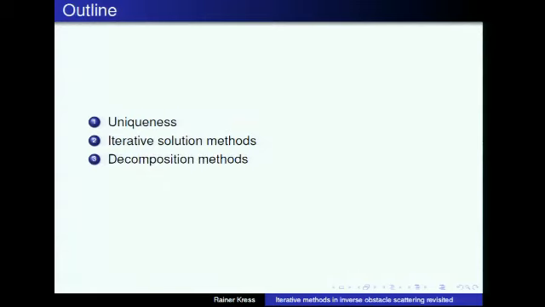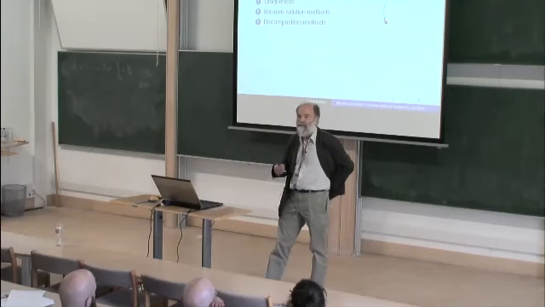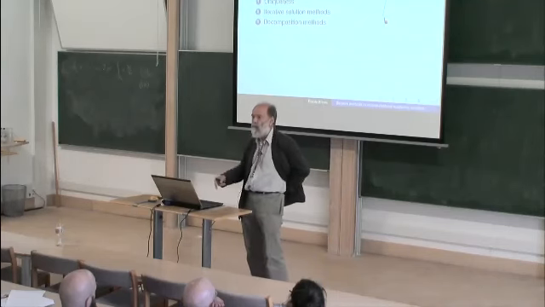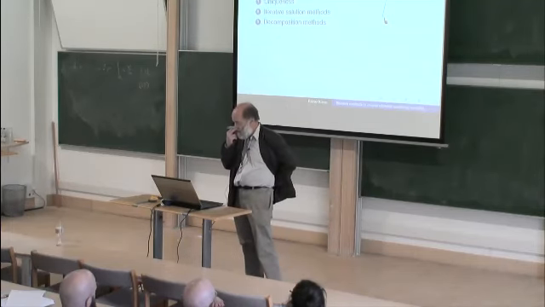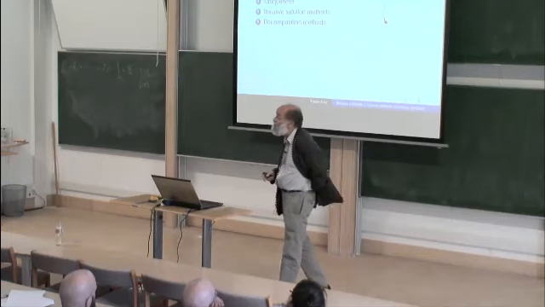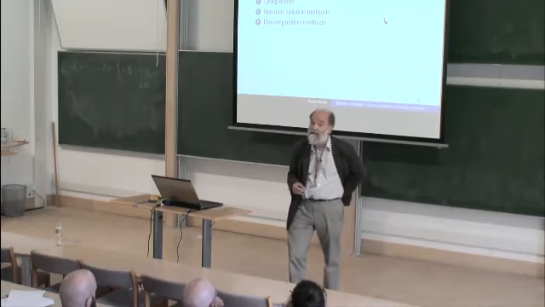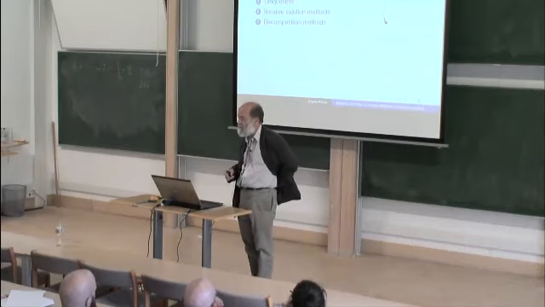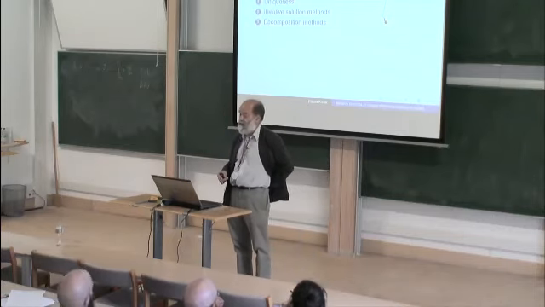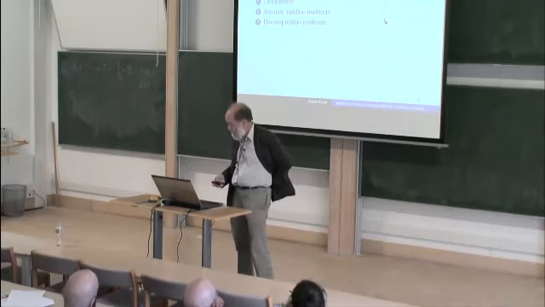So I will address this problem, and the outline of my lecture is I will first formulate the problem more concisely, and then we'll talk a little on uniqueness, on the question of identifiability. Do we have enough information to identify the scatterer by means of the data we have available? And then I will mainly talk about iterative solution methods, and if time permits, at the end I will spend another 5 minutes or so on a certain variant of iterative methods, decomposition methods.